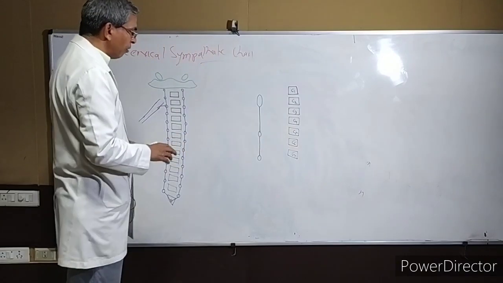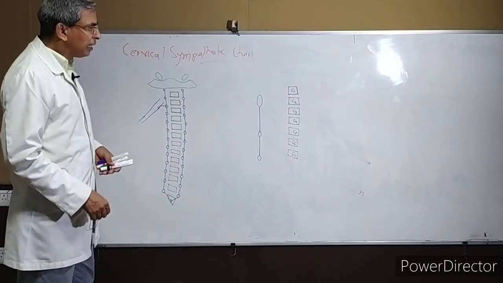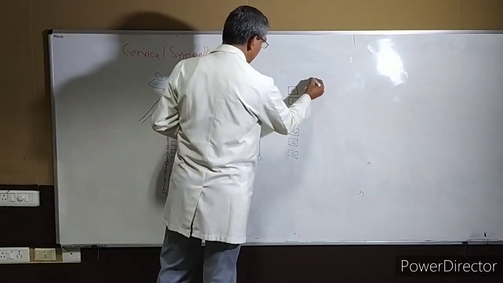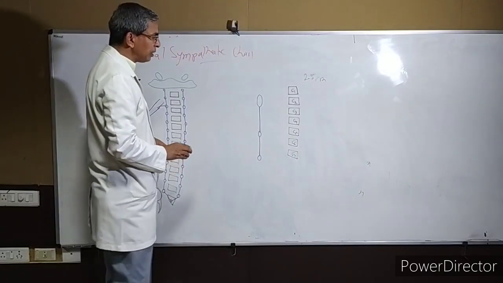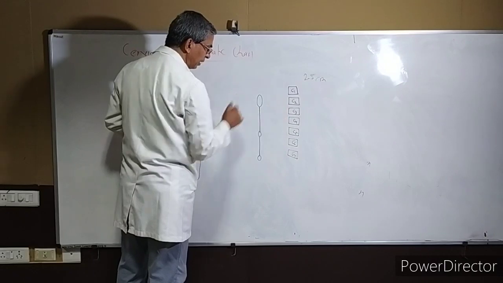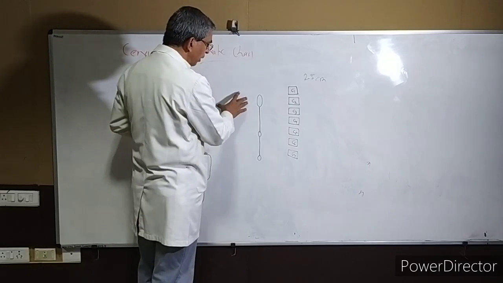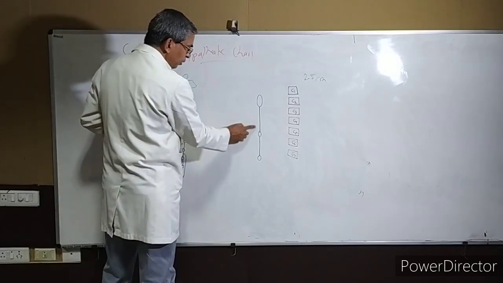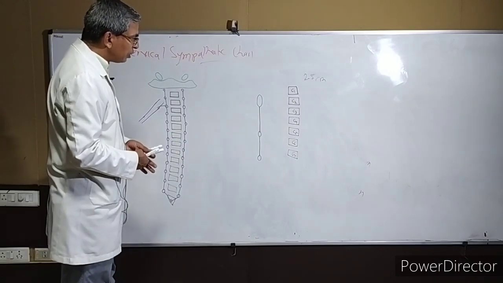Now, let's come to each ganglia one by one. First comes the superior cervical ganglia. This is the largest ganglia of the sympathetic chain, about 2.5 centimeter in size, and it is located just opposite to the C2 and C3 vertebra. Clear? This ganglia is connected to the four cervical nerves, C1, C2, C3, and C4. It is also connected to the middle ganglia by the interganglionic tract. Clear?